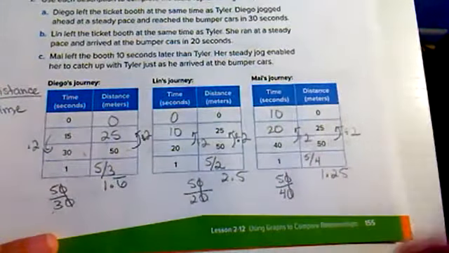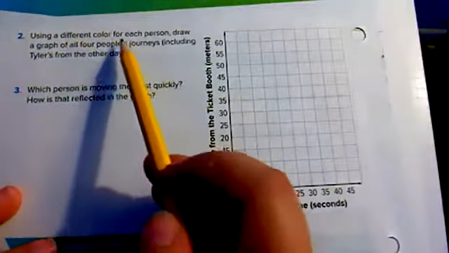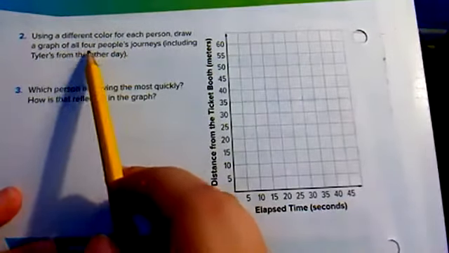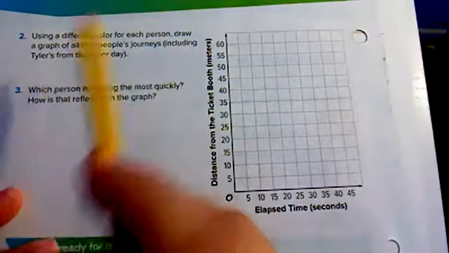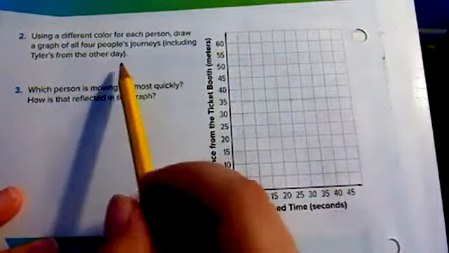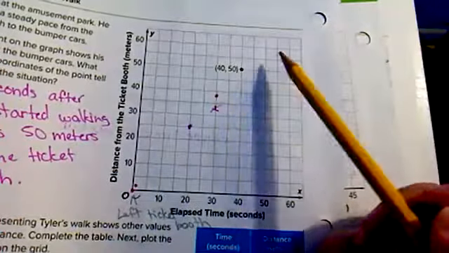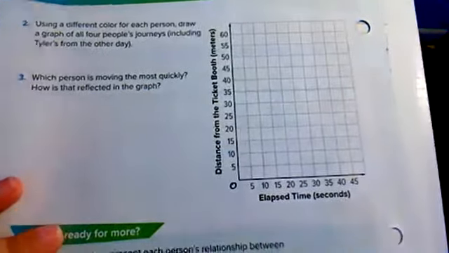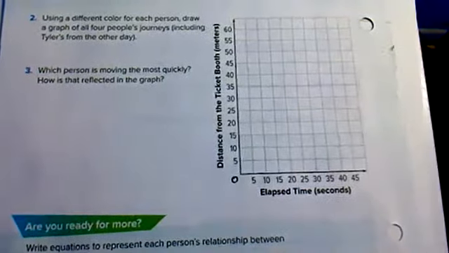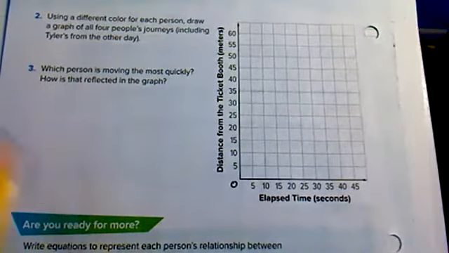Now we're going to flip the page and look at a graph. Using a different color for each person, draw a graph of all 4 people's journeys, including Tyler's from lesson 11. So we're going to take these same points here, and we're going to plot them for Tyler as well. So pause the video and take a moment to fill that in.